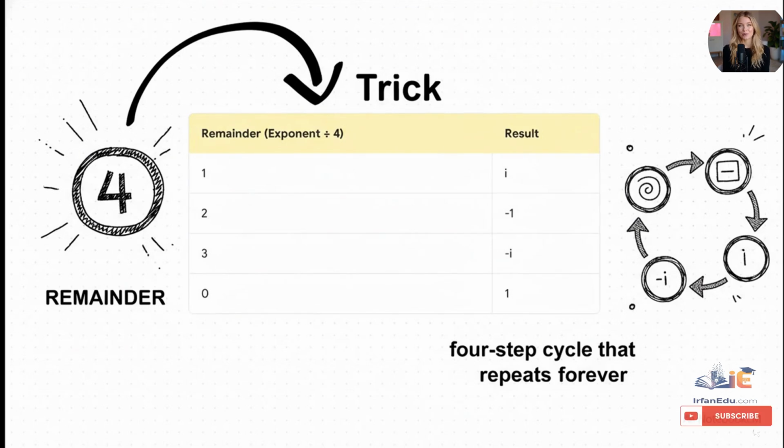So here's the shortcut for any power of i, no matter how huge. Just take the exponent, divide it by 4 and see what the remainder is. That remainder, whether it's 1, 2, 3, or 0, tells you exactly where you are in that simple 4-step cycle.